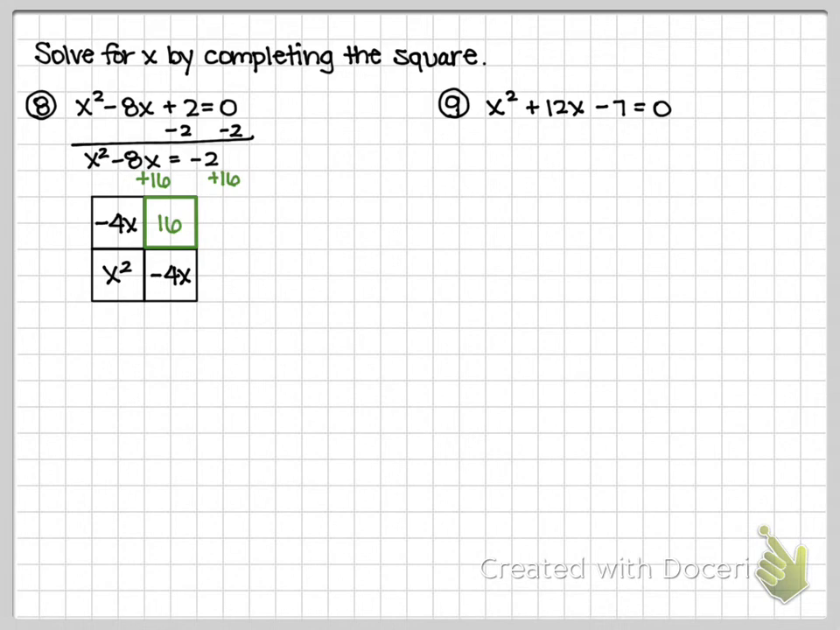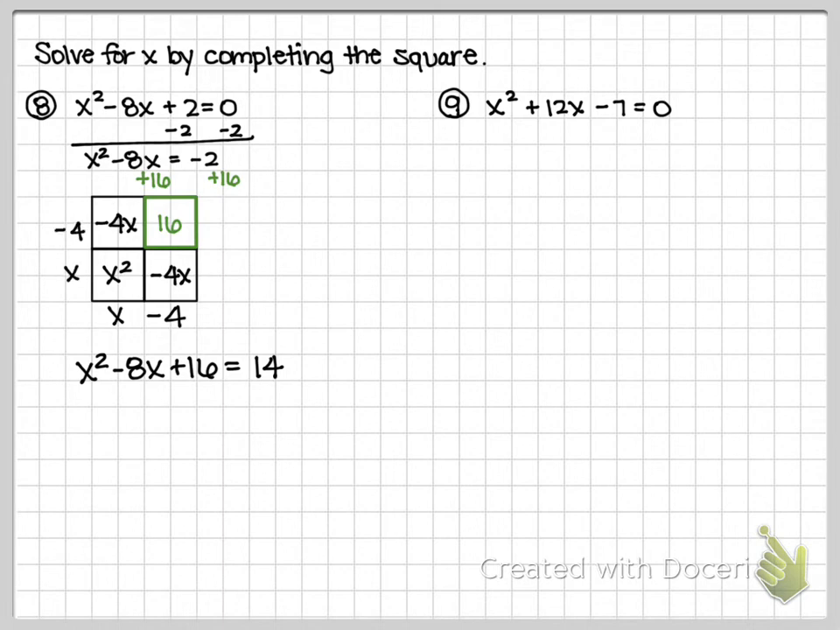So I now have x squared minus 8x plus 16, which is good because that's exactly what's inside the boxes. And on the right-hand side, I have a 14, just combining the -2 and the 16. Now back to the boxes. We want to factor this, so get your dimensions. It's going to be x minus 4, x minus 4. They better be the same since this is a square.